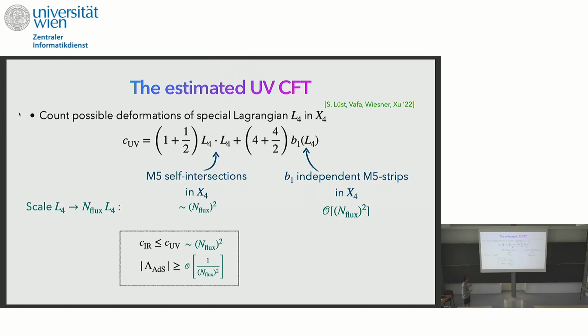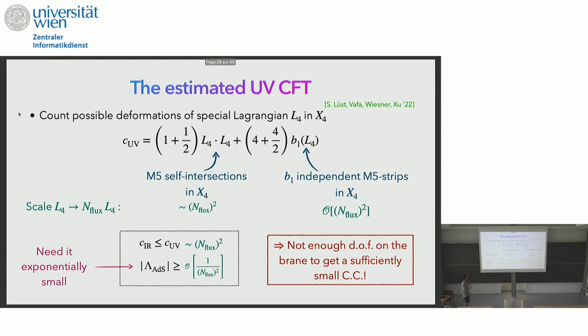So then you can show that because this is the number of self-intersections, it scales like the number of flux squared. And this is dominated by the number of flux squared. And so therefore, the central charge that they compute is of order the number of flux squared. And therefore, the cosmological constant has to be bigger than 1 over N squared.